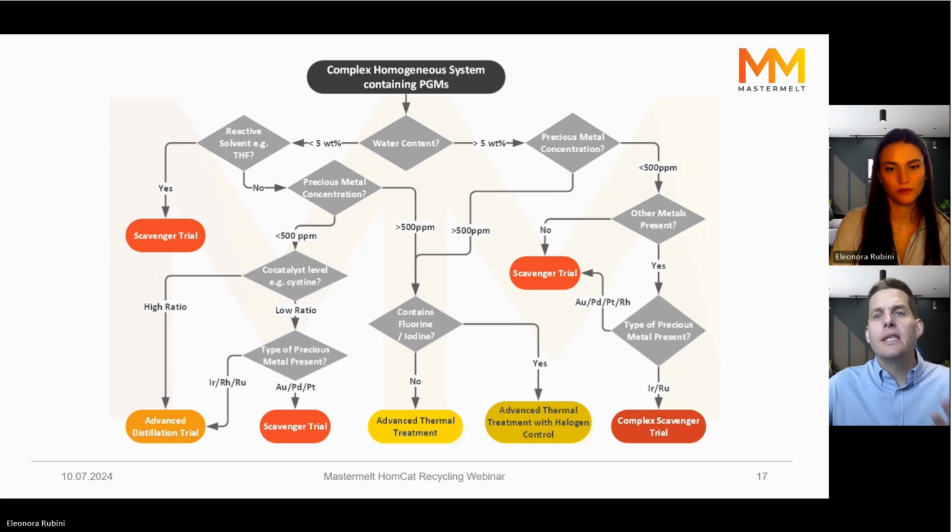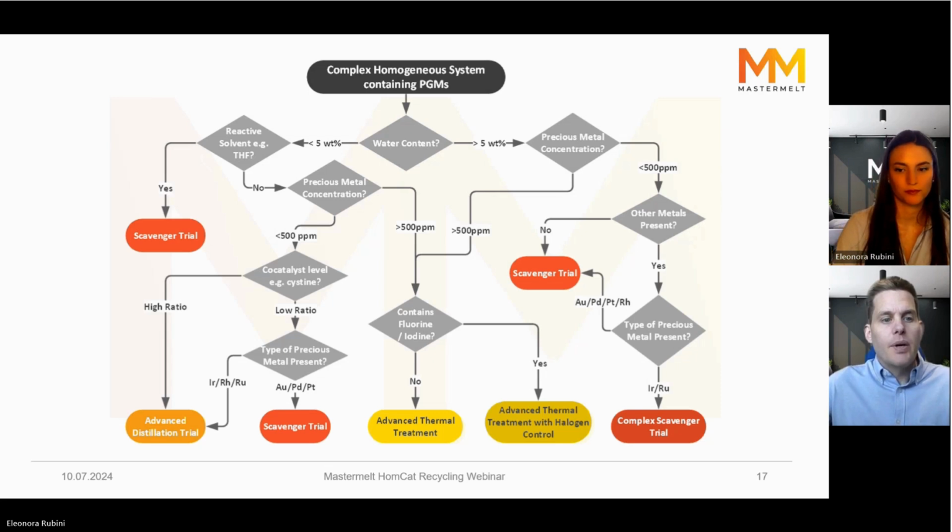If it happens to be iridium and ruthenium, then we typically see that a complex scavenger trial is needed. What this really means is it's likely that more than one scavenger is needed, where we use one in the first phase, maybe for the first 4, 6, 8 hours, then we filter that off, and then we need to introduce another scavenger. Or it might be that we have to adjust the conditions of the solution. It may be that it needs to be agitated and stirred for a longer period, or we need to change the pH level, or we need to heat the material.